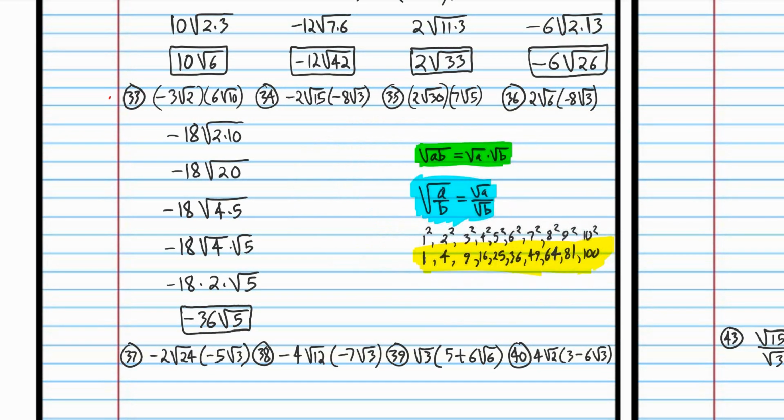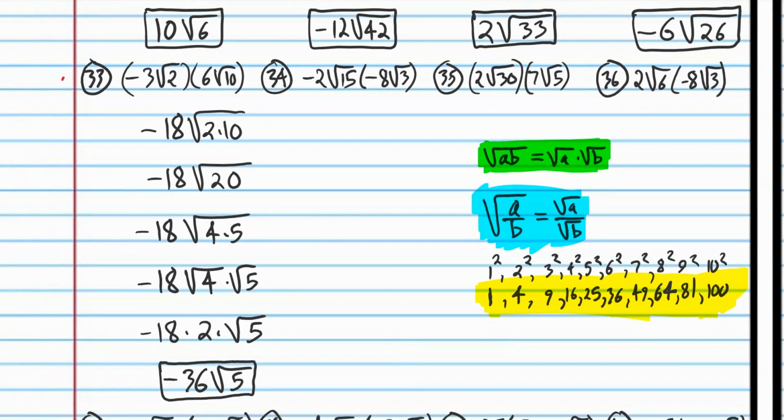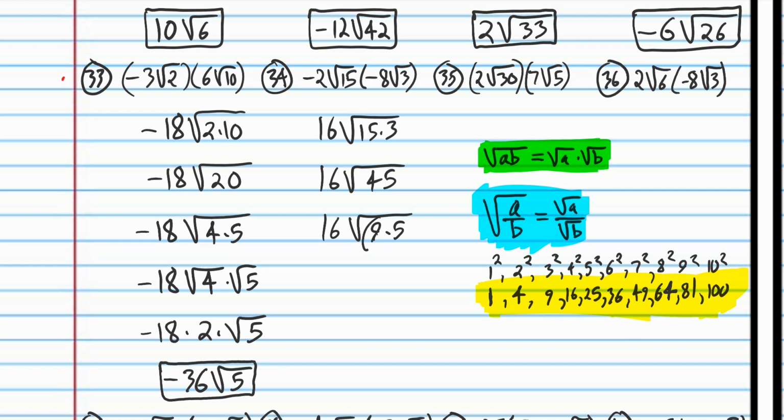So let's try number 34 together. Negative 2 times negative 8 is positive 16. And then we have root 15 times 3. Now, neither 15 nor 3 are perfect squares, but if we combine them together, we get 45, and I recognize 45 as 9 times 5, and why is that significant? Well, because 9 is a perfect square.